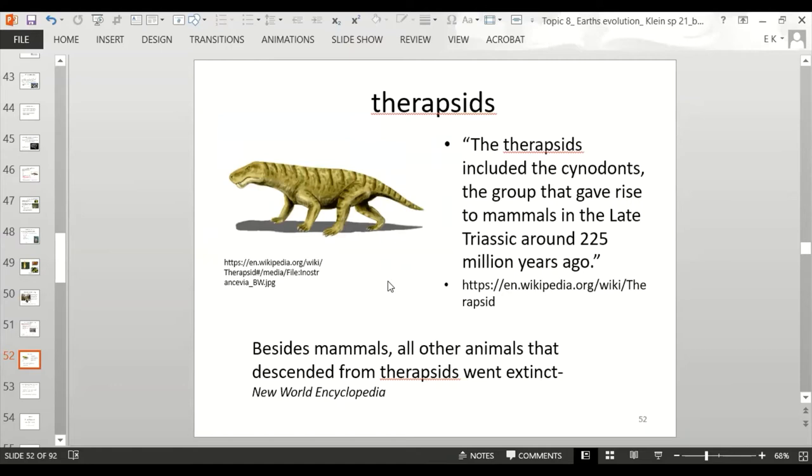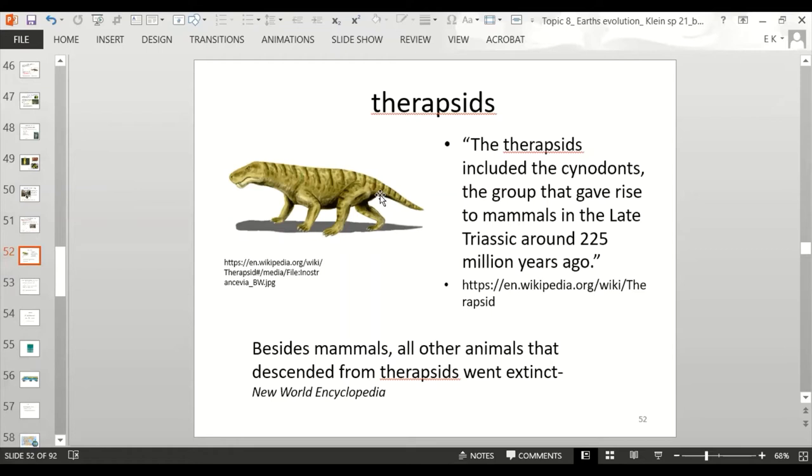So keep in mind, over geologic history, there were many organisms that went extinct. Many, many more organisms lived on this earth than we could even talk about in this hour and 15-minute class. There are so many organisms we probably didn't even discover yet. We may not have even found their fossils, okay? So mammals are the only descendant from therapsids that did not go extinct. So you can see this therapsid, it looks like a reptile, but it had mammal-like features.